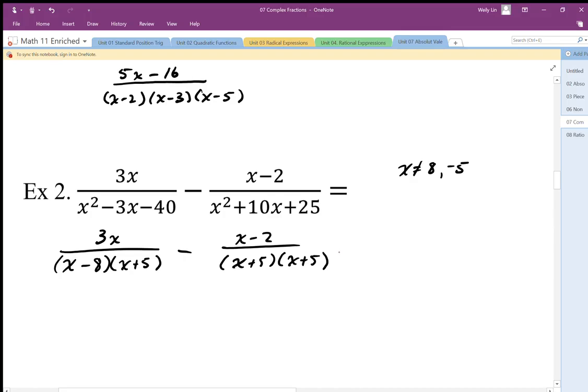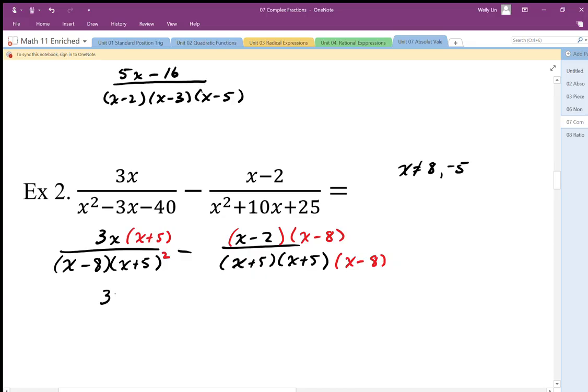So I'm missing here an x minus 8 factor. I need to make sure I multiply the top and bottom by the x minus 8 factor. Here I'm going to multiply the top and bottom by an x plus 5 factor because I have two of them. Here I had 2, so I need to have 2 over here. I've now got my common denominator. I want to multiply out my numerator and combine like terms.